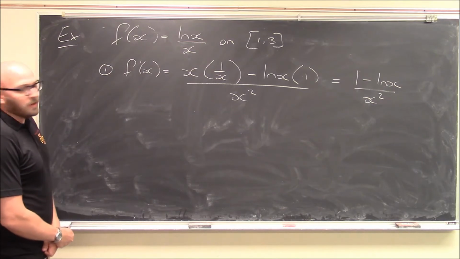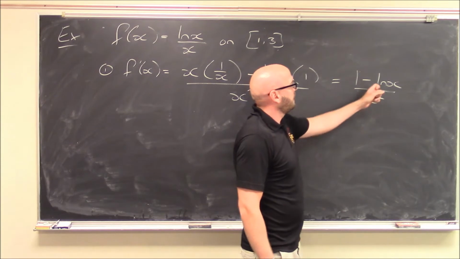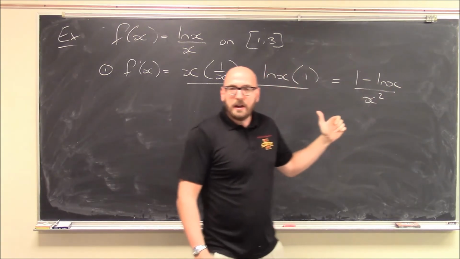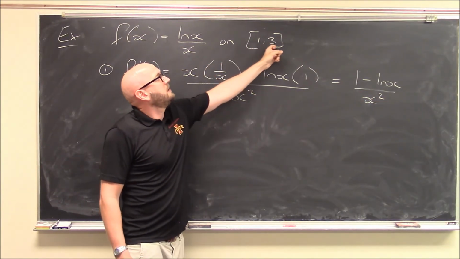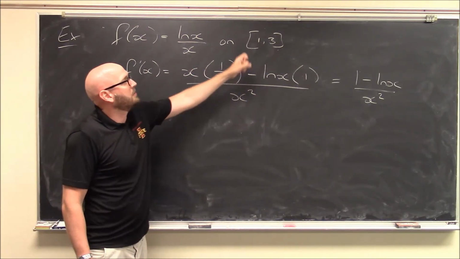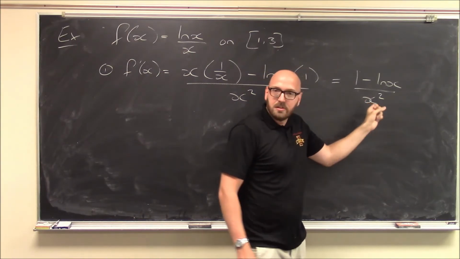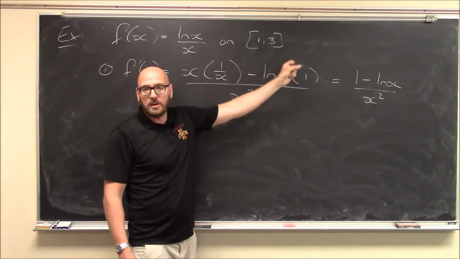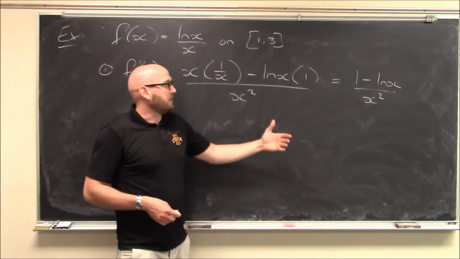Okay, so we're looking for critical numbers. Where is this undefined? Well, it's undefined for x equals 0 or any negative value for x, right? Because natural log is undefined. But that's not in the interval 1 to 3, so I don't have to worry about it. I'm only looking for critical numbers in 1 to 3. It's also undefined when x is 0 because that causes division by 0. But once again, x equals 0 is not in 1 to 3, so I don't care about it. So I don't have any undefined critical numbers.